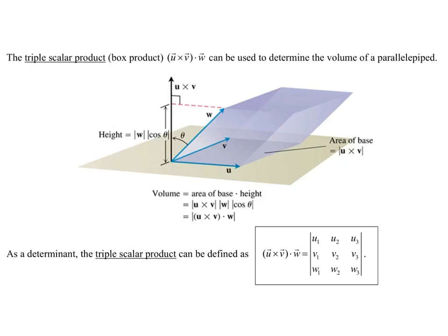So we end up with the volume is the area of the base times the height, which is the magnitude of U cross V times the magnitude of W times the absolute value of cosine theta, which can just be looked at as the magnitude of the triple scalar product. Now, as a determinant, the triple scalar product is defined as the determinant of the matrix with vector U as the top row, vector V as the second row, and vector W as the third row. Let's look at this in application to find the volume of a parallelepiped.